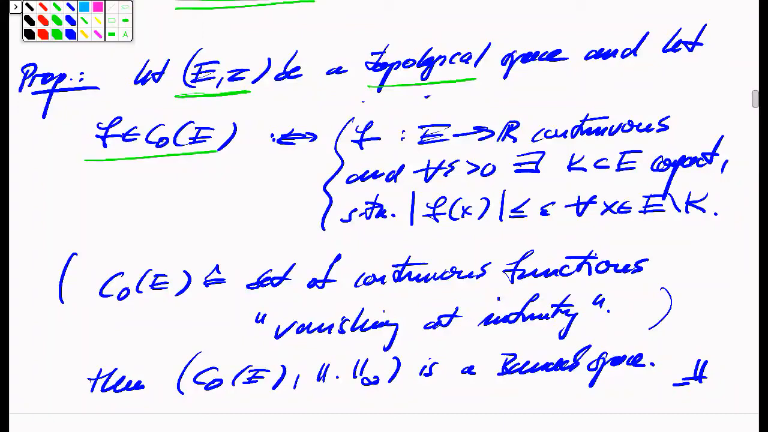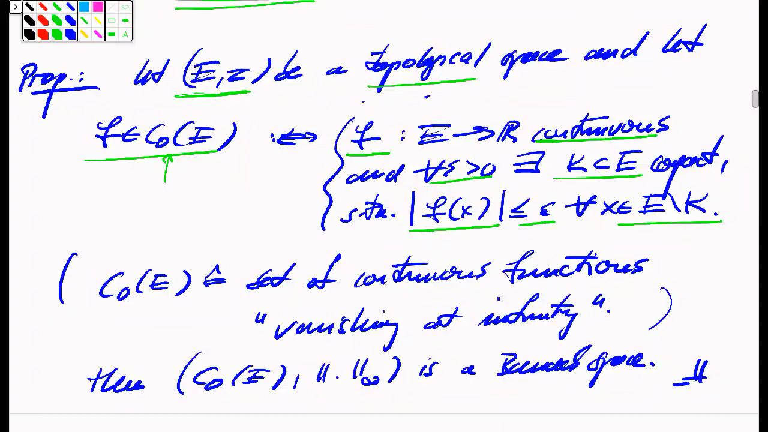Then we can talk about the continuous functions on that space, and we can even talk about the continuous functions which vanish at infinity. And that is to be understood as follows. A function is said to be continuous and vanishing at infinity if, first of all, it's continuous, and secondly, for all positive epsilon we find a compact subset such that outside the compact subset the function f assumes values which are no bigger than epsilon in absolute value.